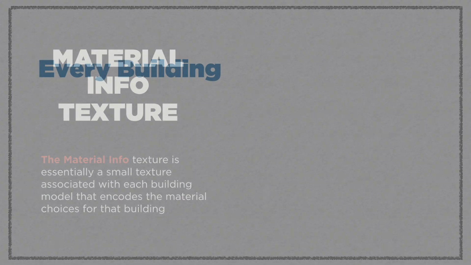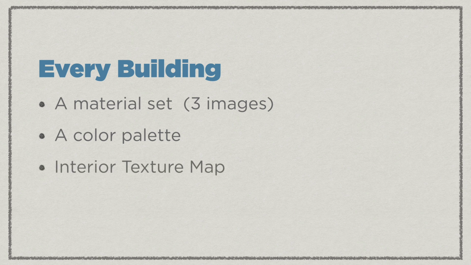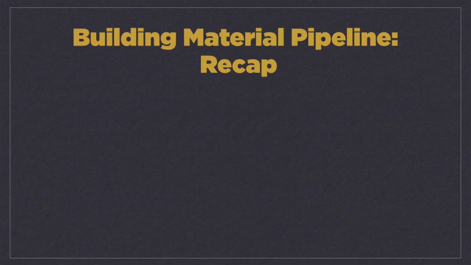So to review, every building gets a material set, and the material set is made up of 3 images that we saw earlier. And every building gets a color palette, every building gets an interior texture map, and every building gets a material info texture. So now that we understand all the different parts of the building material pipeline, let's review.